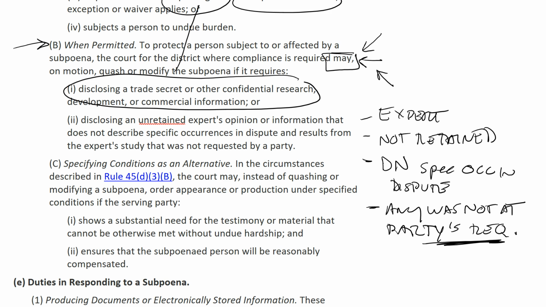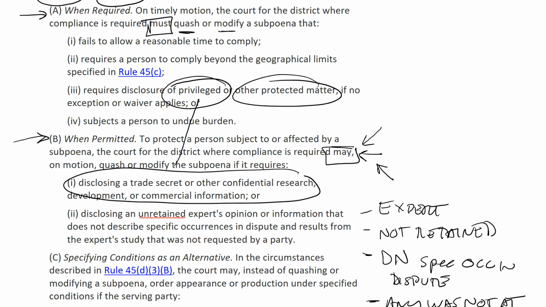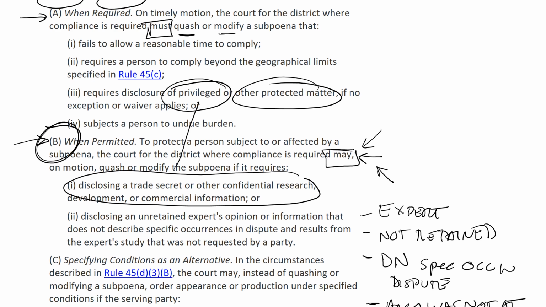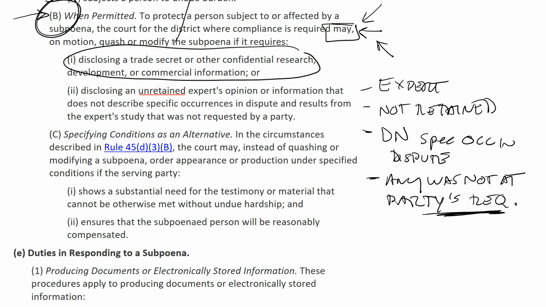All right. I should note under 43(d)(3)(B), right down here. In the circumstances described in 43(d)(3)(B), so that's when the court may quash a subpoena, the court may, instead of quashing or modifying the subpoena, order the appearance or production under specified conditions if the serving party shows a substantial need. That should remind you of Rule 26(b)(3) involving work product. Substantial need for the testimony or material that cannot be obtained without undue hardship and ensures there'll be reasonable compensation.